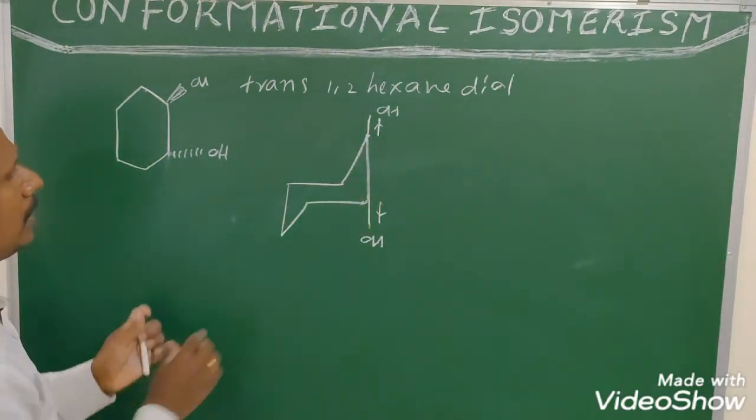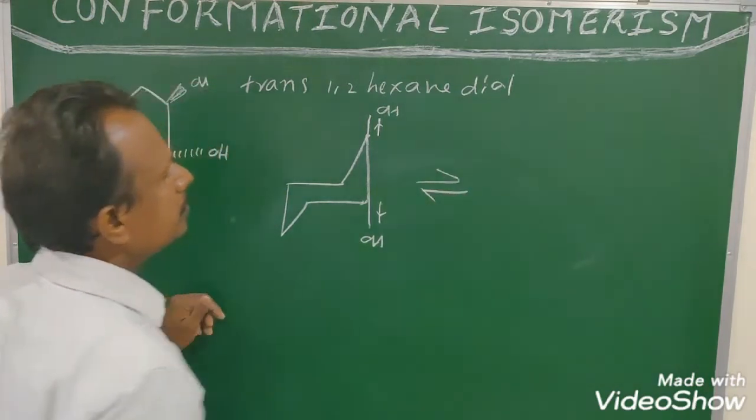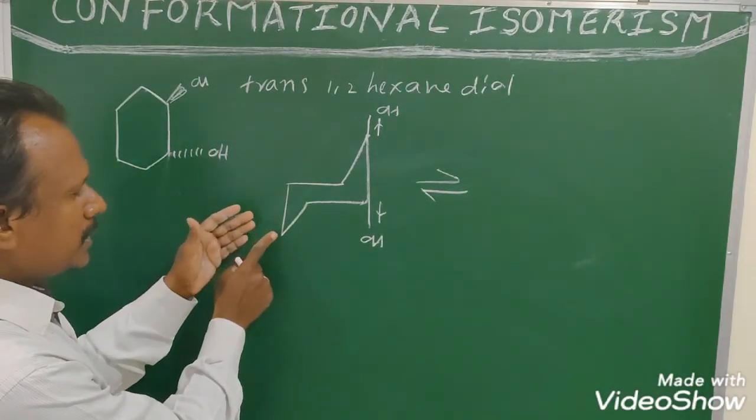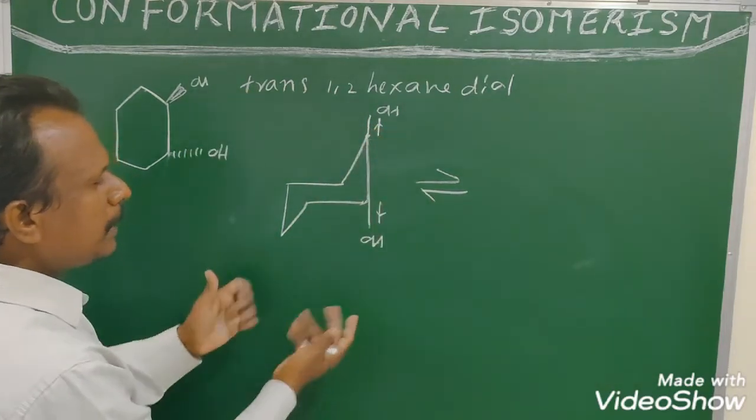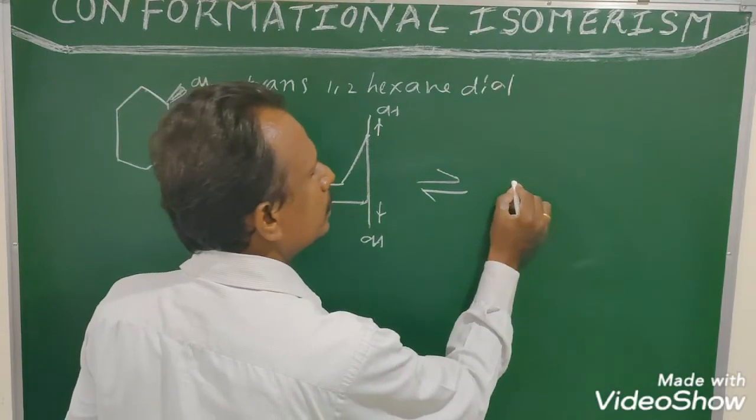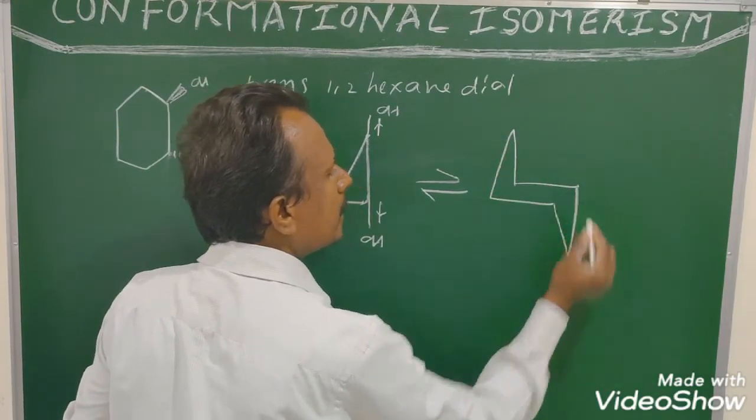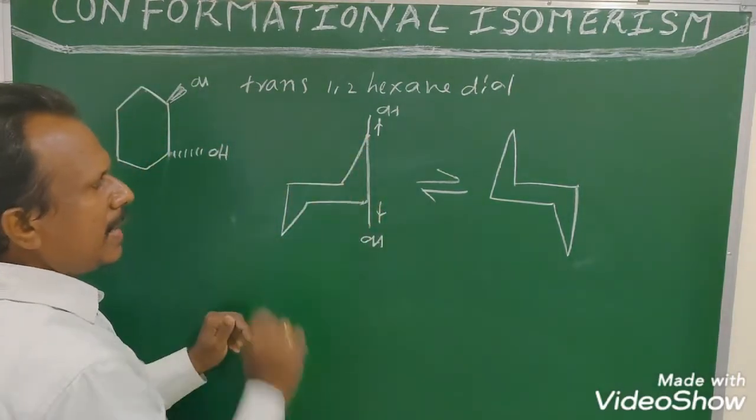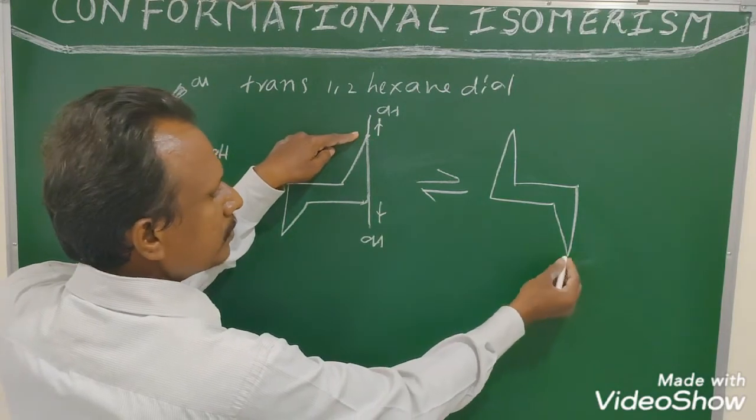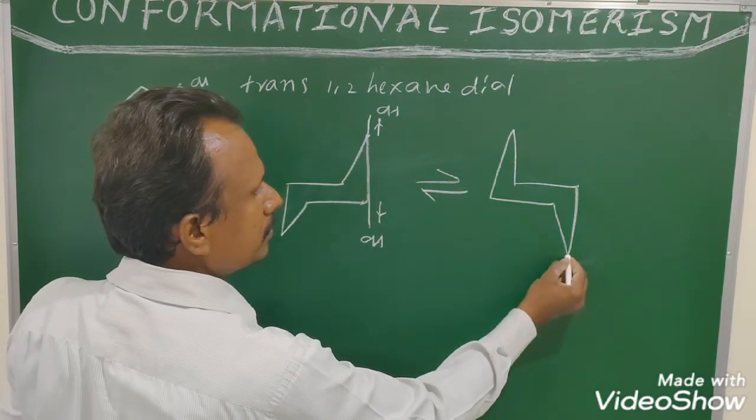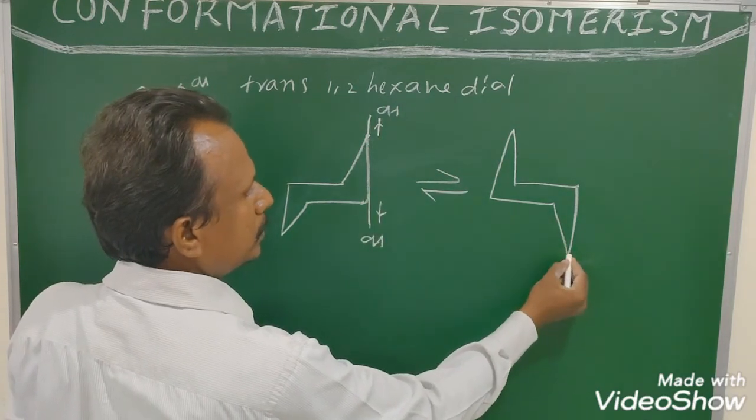Simple trick: to do flipping, convert this to the other chair. Footrest is converted to headrest, and headrest is converted to footrest. This is flipping. Axial OH, this is the headrest, becomes footrest, equatorial.